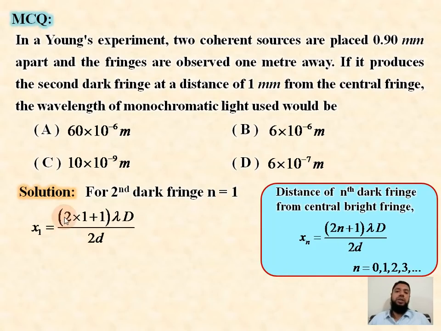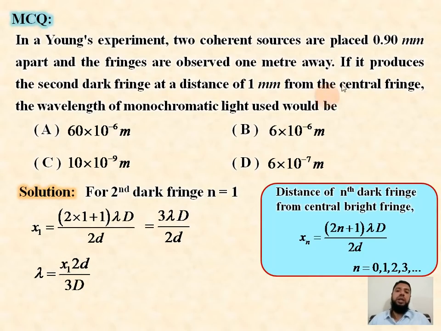Substitute ಮಾಡಿದಾಗ x1 is equal to 2 into 1 plus 1 into lambda capital D by 2d. 2 ones are 2 plus 1, 3 ಆಯಿತು. 3 lambda capital D by 2d. ನಮಗೆ ವೇವ್ ಲೆಂತ್ ಅನ್ನು ಕಂಡುಹಿಡಿಯಬೇಕಾಗಿರೋದ್ರಿಂದ ಕ್ರಾಸ್ ಮಲ್ಟಿಪ್ಲೈ ಮಾಡೋಣ. ಲ್ಯಾಂಬ್ಡಾ is equal to x1 2d divided by 3D.